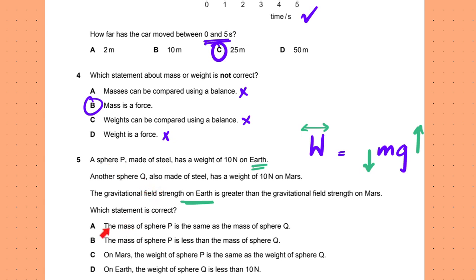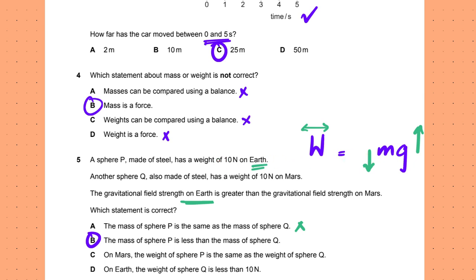Which statement is correct? The mass of P is the same as the mass of Q. This is obviously wrong, right? If the masses were the same and the gravitational field strengths were different, then the weights would also be different, but that's not the case here. The mass of sphere P is less than the mass of sphere Q. According to the reasons we just discussed, this is absolutely correct. Because they have the same weight and because gravitational field strength on Earth is greater, the mass of this sphere on Earth is less.